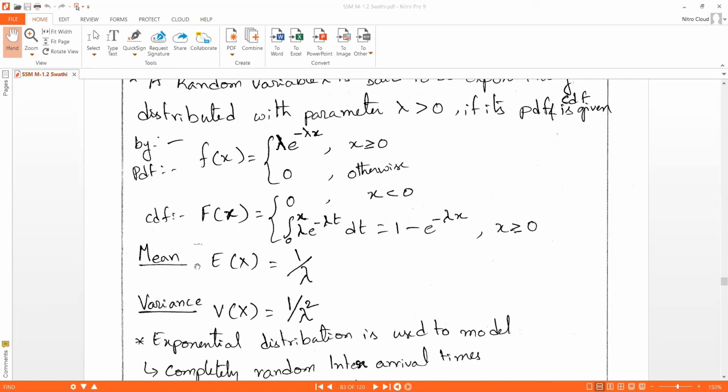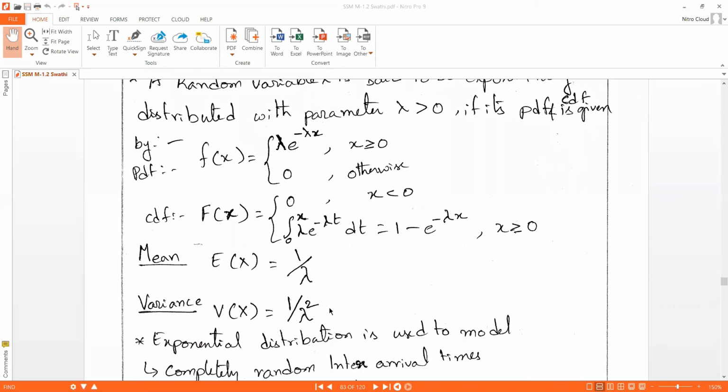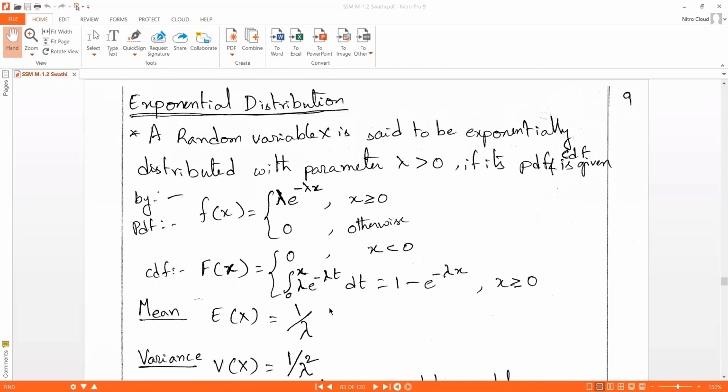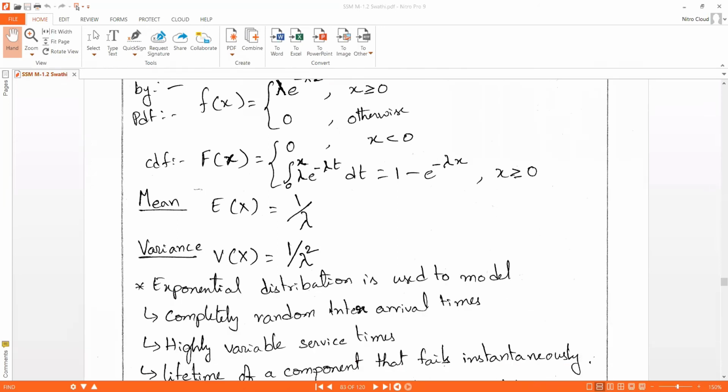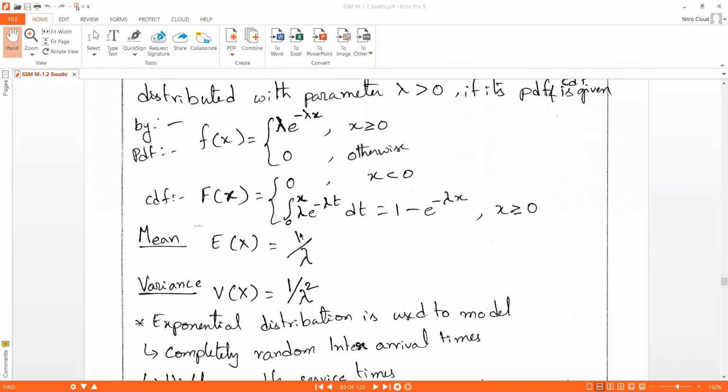Mean is E of x equal to 1 divided by lambda, whereas variance is V of x equal to 1 by lambda square for the exponential distribution. Okay, this is also important. Usually it will be asked in exams: explain exponential distribution, questions like that. That time you need to write the PDF, CDF, mean and variance.